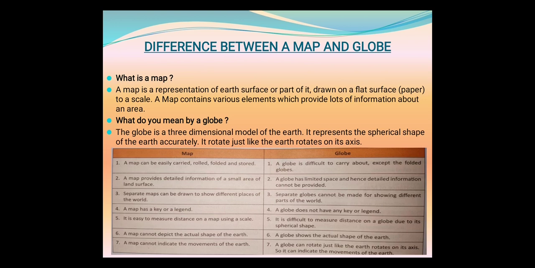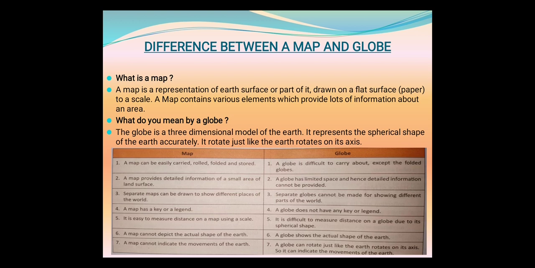Now let us see the differences between map and globe. A map is considered to be more useful than a globe because of the following reasons. A map can be easily carried, rolled, folded and stored. But a globe is difficult to carry, except the folded globes. A map provides detailed information of a small area of land surface, whereas a globe has limited space and hence detailed information cannot be provided.